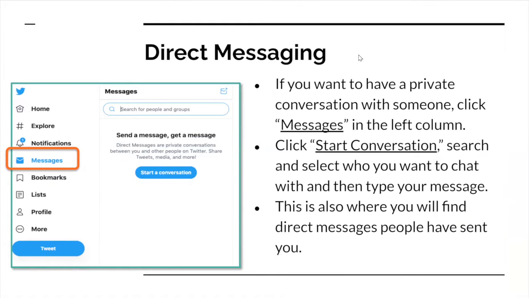If you want to just have a private conversation between two people with someone, hit the messages in the left column. Click start conversation, search and select the username of who you want to chat with, and then type your message. This is also where you will find direct messages people have sent you.